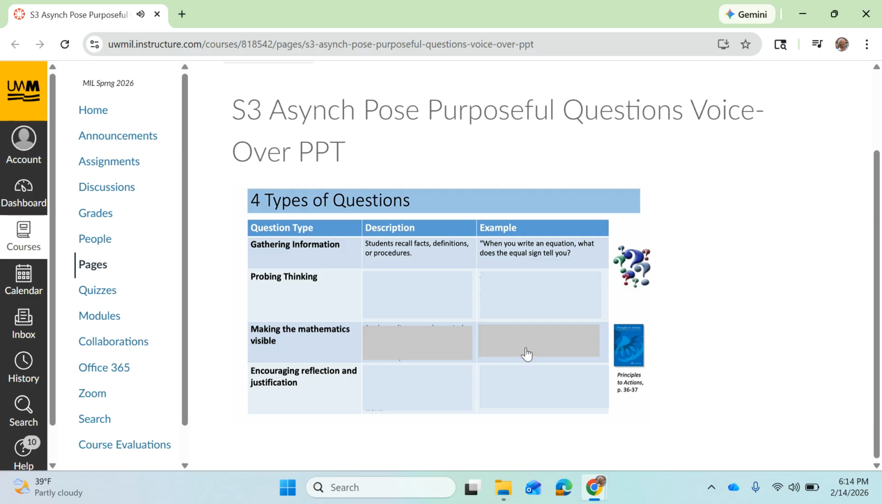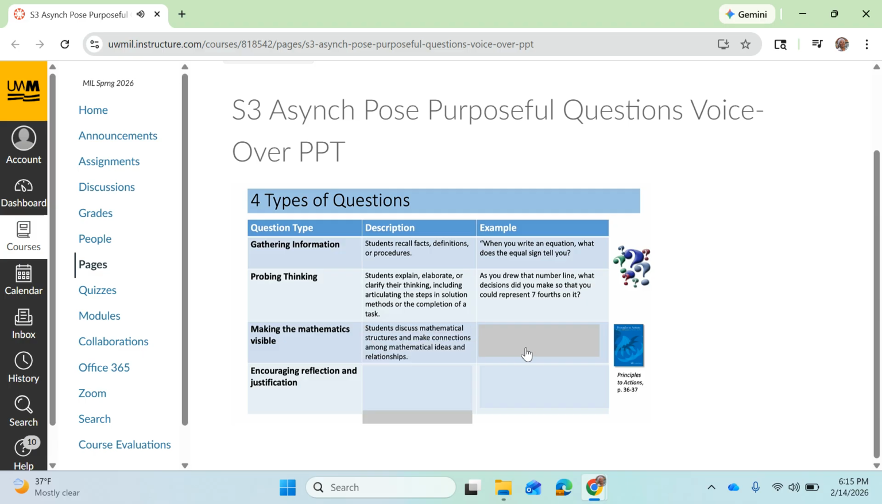And then next we have probing thinking. So within probing thinking, the student's going to end up explaining, elaborating, or clarifying their thinking, maybe even articulating the steps and solution methods or the completion of a task. So what did you do here? Can you tell me how you thought about that? Or our example question, as you drew that number line, what decisions did you make so that you could represent 7/4 on it?